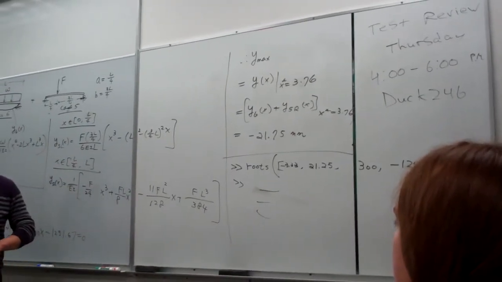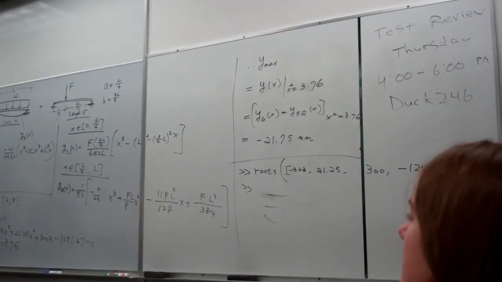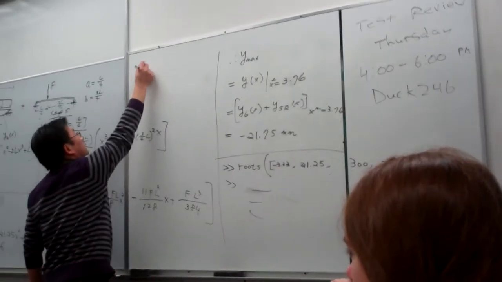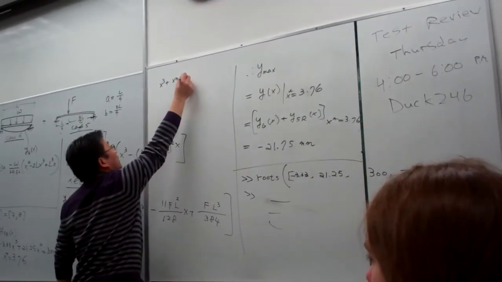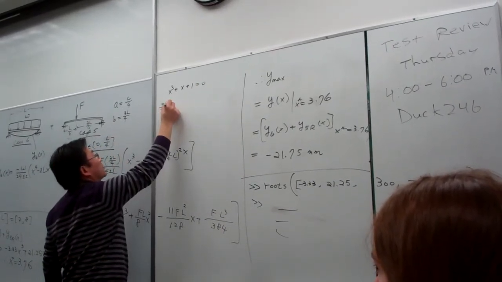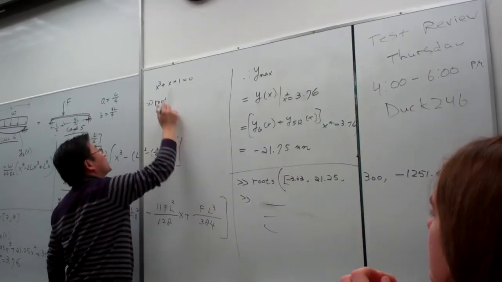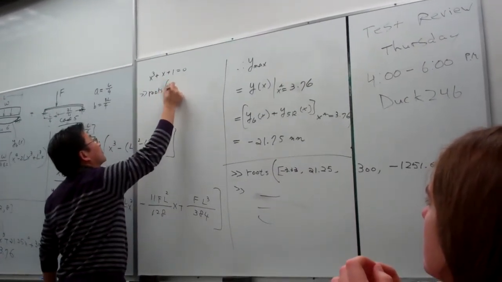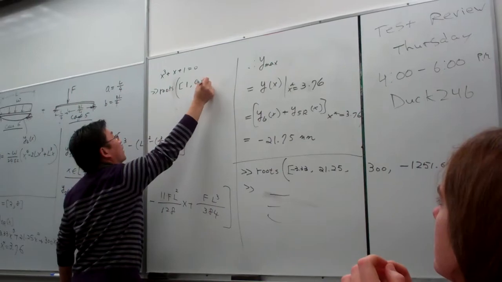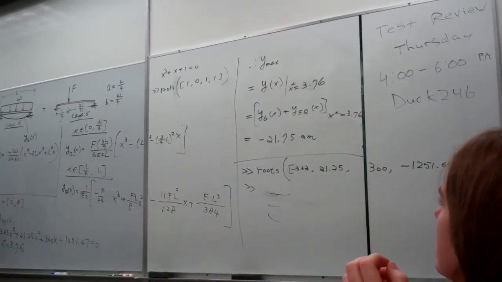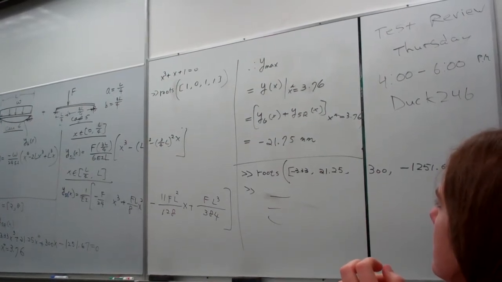Yes? So you just put in zeros if you skip an order? Yes. If the polynomial is, say, x cubed plus x plus 1 equal to 0, then you simply put in its coefficients: 1, 0, 1, 1, like this. Thank you. Okay, so using that will help you.